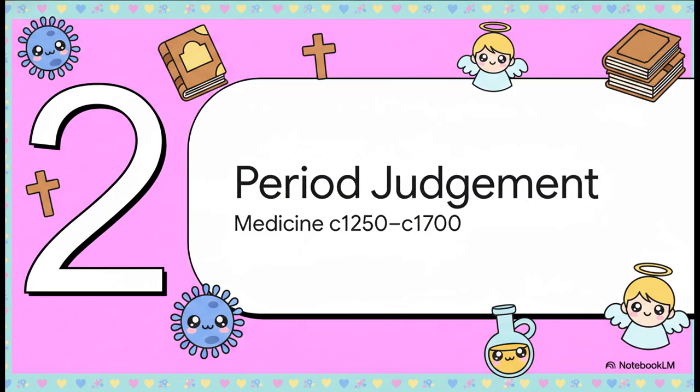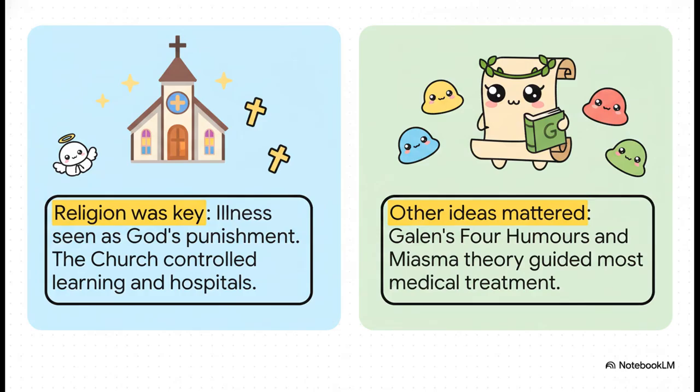Our first predicted topic, the medieval and Renaissance periods. So imagine you open the paper and see this statement. Medicine in c. 1250 to c. 1700 was mainly based on religion. How do we use our structure to tackle that? You'd build your argument just like this. So, for your agree paragraph, you'd be all over the massive influence of the church. It controlled education, ran the hospitals, and told everyone that illness was a punishment from God.